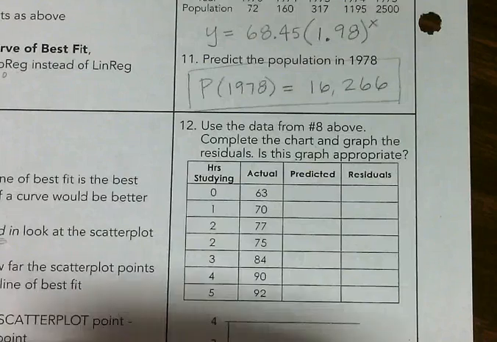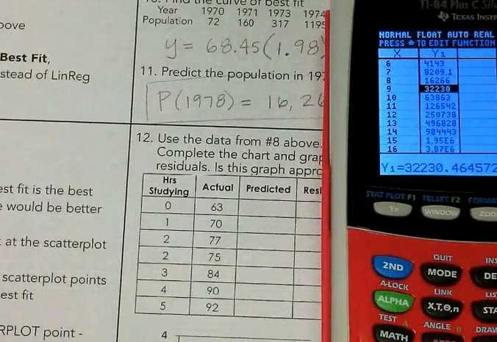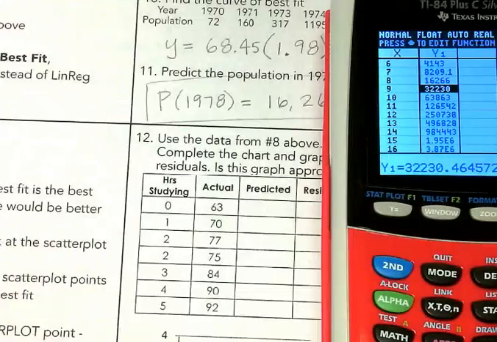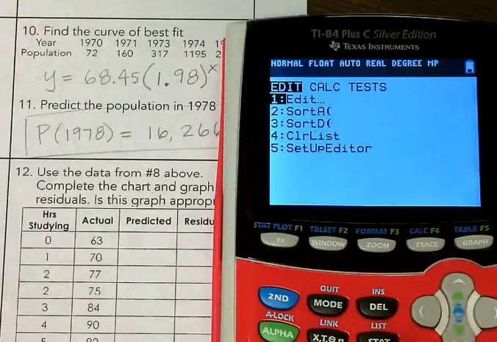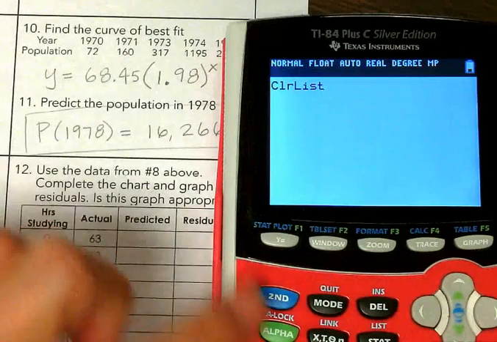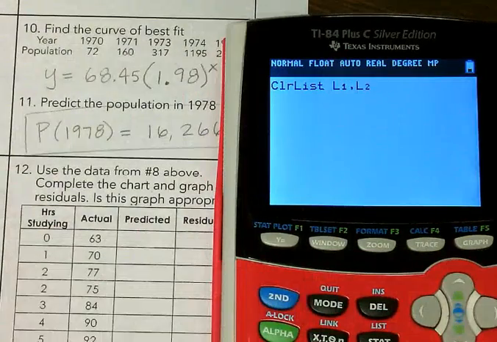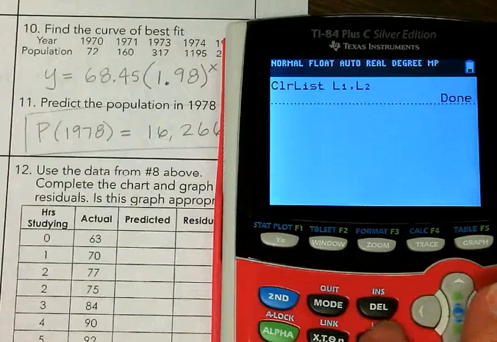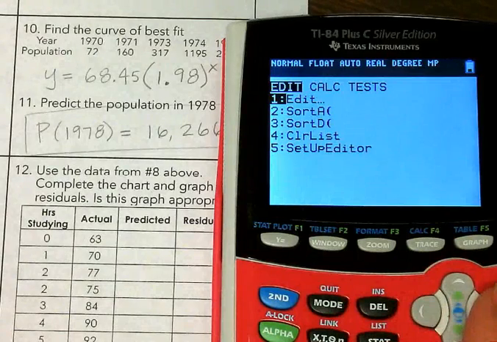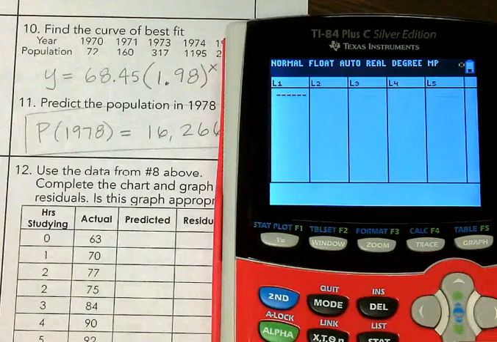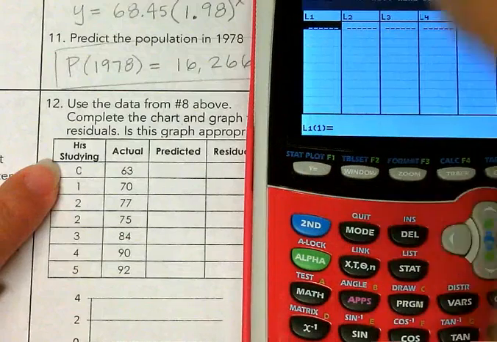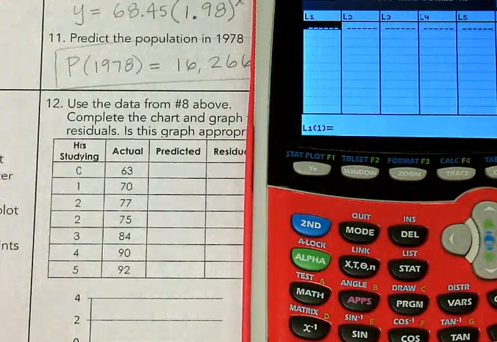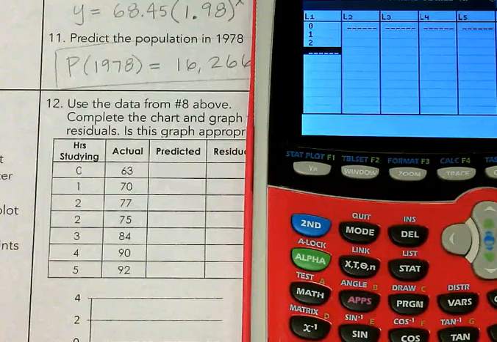So if we get our calculator out, we're going to start off by going to stat, and we need to clear our list. So I want to clear list 1 and list 2. That's done. Stat, I want to edit. So I'm just going to press enter. List 1, I'm going to get from the chart. Those are the hours of studying. So 0, 1, 2, 2, 3, 4, 5.